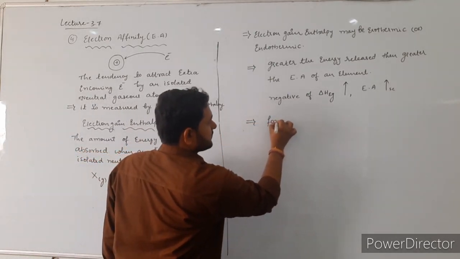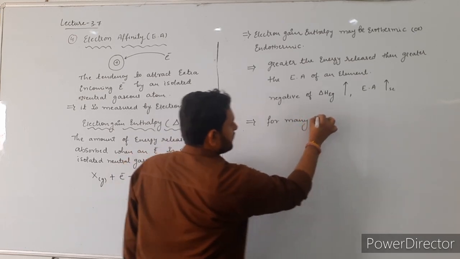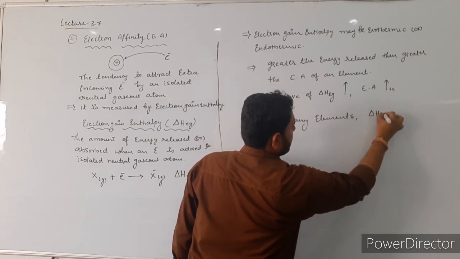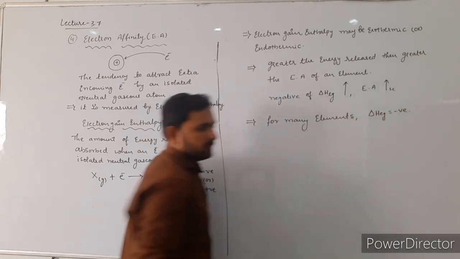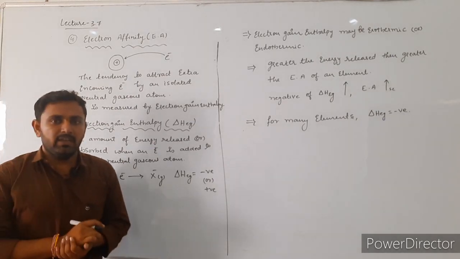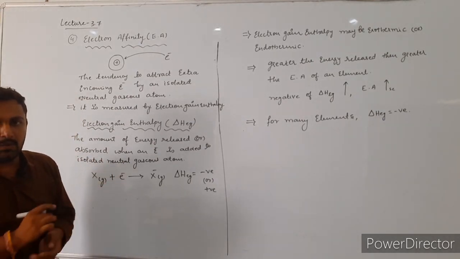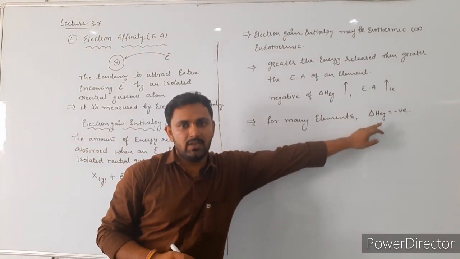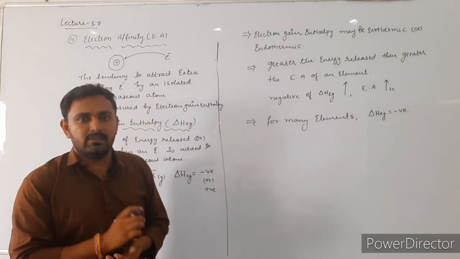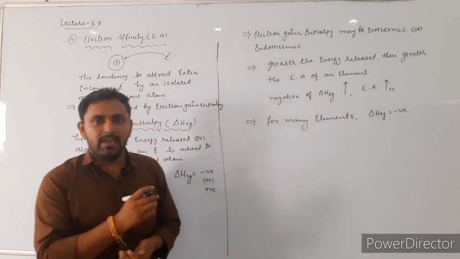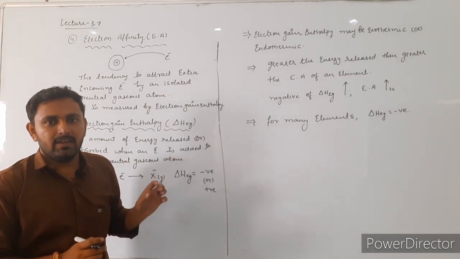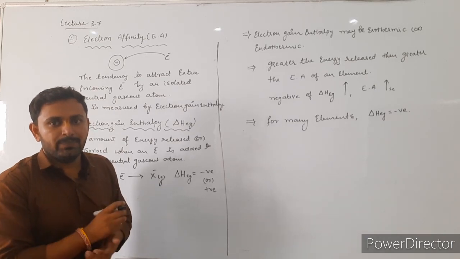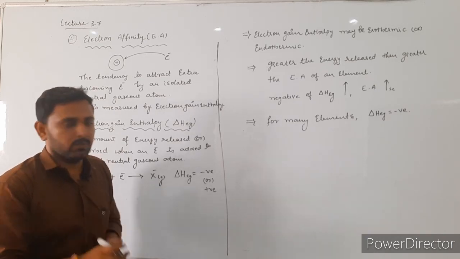For many elements, delta H Eg values are negative. In the periodic table, for many elements, when an electron is added to a neutral gaseous atom, they release energy. That's why their delta H values are negative. But for some elements like noble gases, when an electron is added, they don't release energy, they absorb energy. For noble gases only, the delta H value is positive.